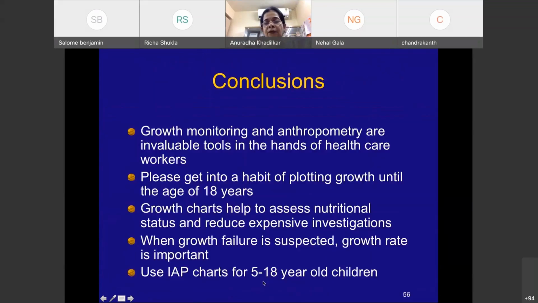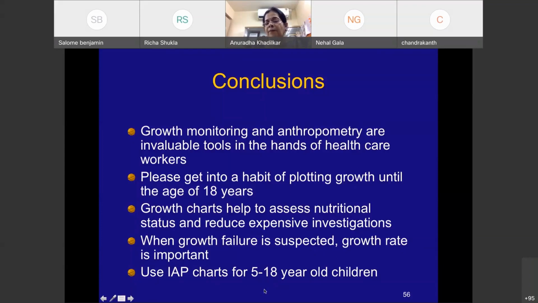And to conclude, growth monitoring and anthropometry are invaluable tools in the hands of healthcare and nutrition workers. We need to get into a habit of plotting growth until the age of 18 years. Growth charts help to assess nutritional status and reduce expensive investigations. We saw in the last slide the example of the 10-year-old. When you suspect growth failure, remember to take the growth rate. So how much a child has grown in 3 months, in 6 months, in a year is very important to know how much the child is going to fall back.